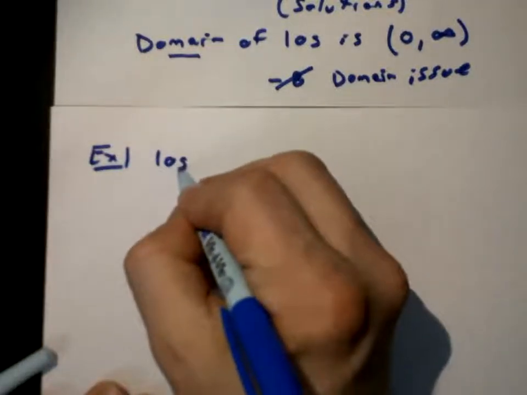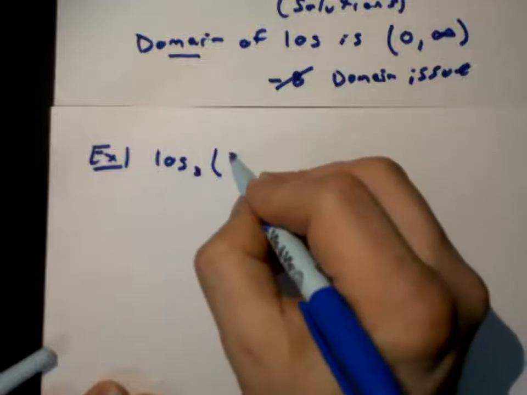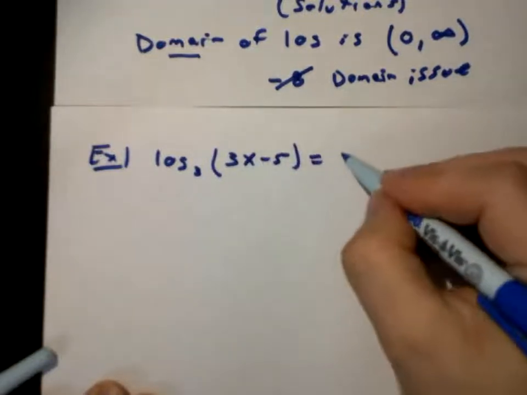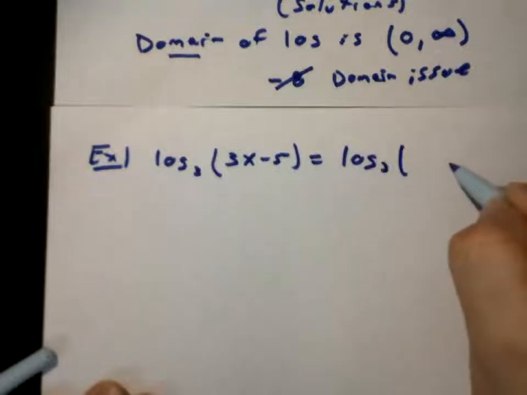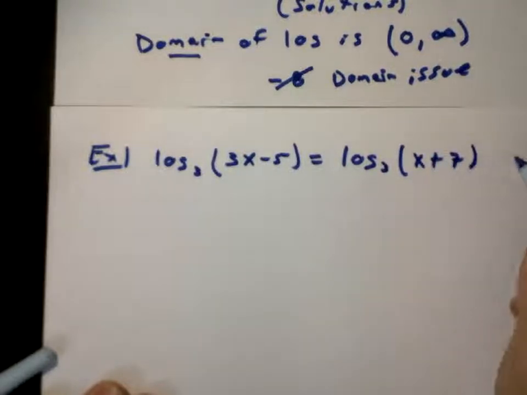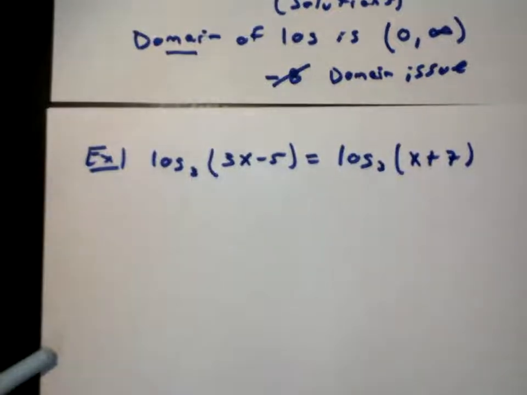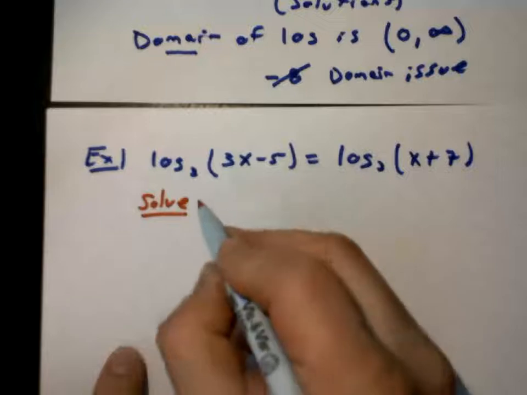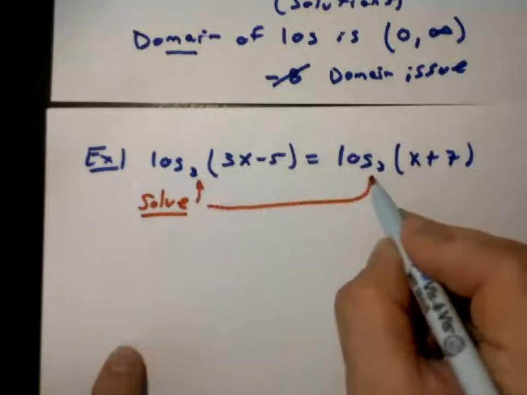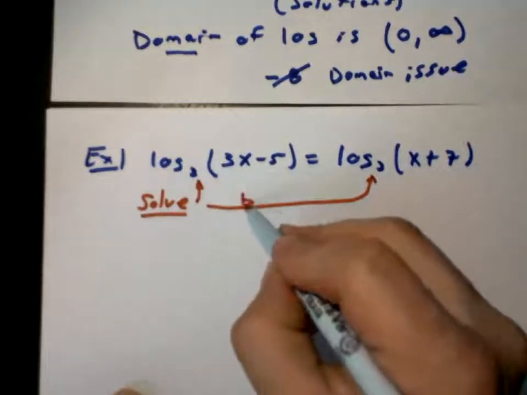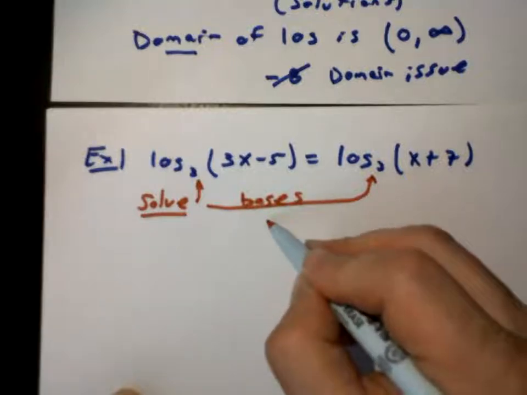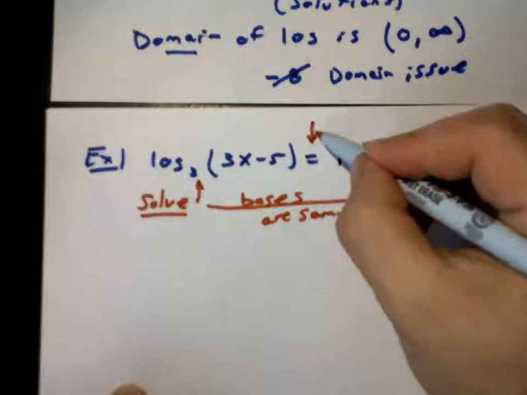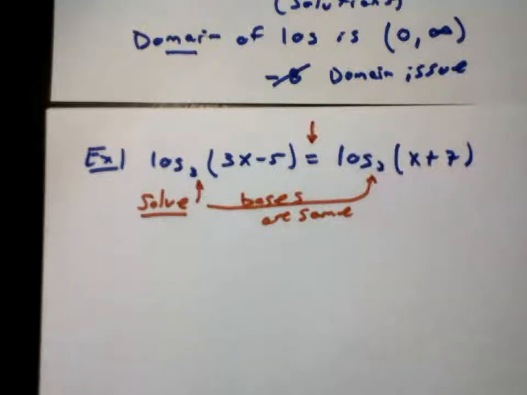Let's do log base 3 of 3x minus 5 is equal to log base 3 of x plus 7. Okay, check for when you're solving these. When solving, you're going to check if the bases are the same. So the bases are the same. Okay, and it looks like it's an equal, so that's a good indicator too.